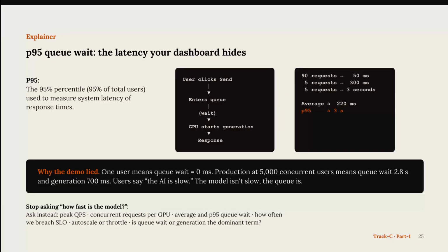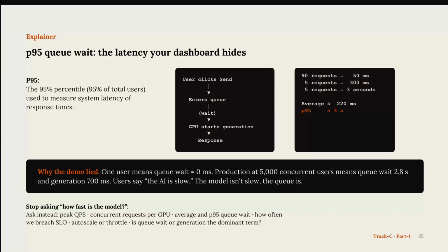Yeah, imagine this case. There are 90 requests coming in, and the performance of these 90 requests is 50 milliseconds. Good. Another 5 requests come, 300 milliseconds. Another 5 requests come, but this time they take 3 seconds. Your average could be 220 milliseconds, but the P95 is 3 seconds because the last 5 requests took 3 seconds. The 95th percentile is at 3 seconds, not at 220 milliseconds. That's why P95 queue time is very important.